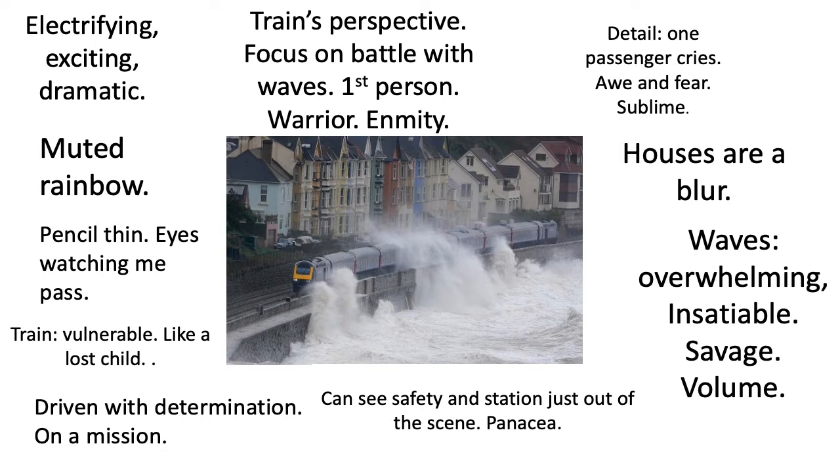And then I'm going to start thinking about the other objects in the image. So I've gone wide, I've gone narrow, and now I'm going to pick 2 or 3 things that I think are quite interesting that stand out for me. So I'm going to talk about the houses and how I react to them as a train, and I'm going to talk about the waves and how I feel they're interacting with me as a train. And then just outside of the picture down at the bottom, what I've imagined in my mind's eye is the safety of the station.